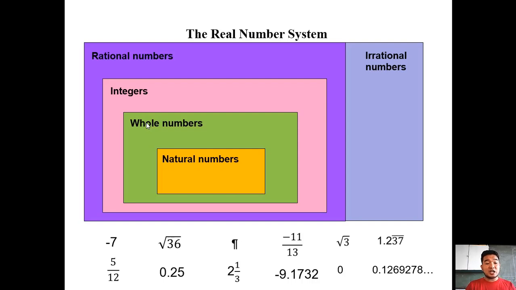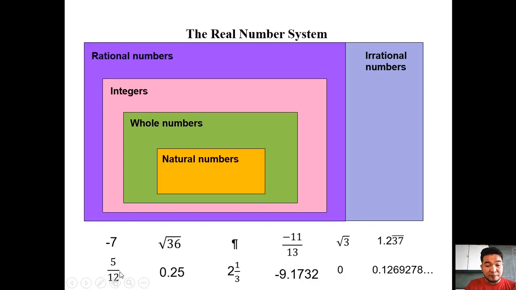So let us take a look into this. Let us take what type of numbers are in the bottom part of this slide. Negative 7 is an example of integers. Pwede rin nating sabihin na siya ay rational number because negative 7 can be expressed as negative 7 over 1. So that means that all integers are also rational numbers.